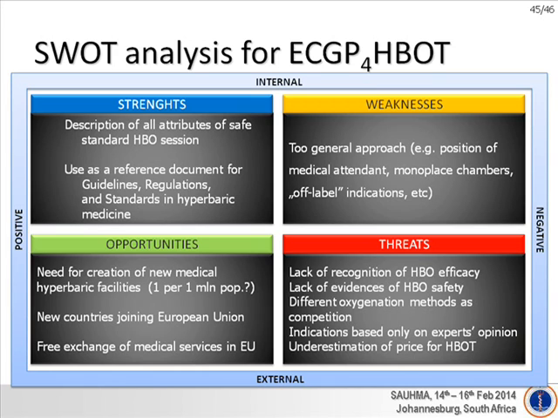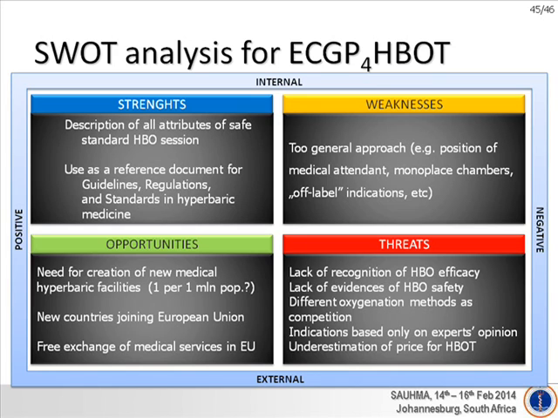The weaknesses include too general an approach, for example position of medical attendant, use of monoplace chamber and off-label indication. The too general approach is due to the need for a consensus in different European countries, because in some countries it is necessary that the physician must be touching the wall of the hyperbaric chamber during the session, immediately ready to go to the chamber. In other centers or in other countries it is said that he should be immediately available, not defining what that means, whether being in another building means immediately available or whether he is immediately available to go to the car at home, just to go to the hospital, just to do the intervention.